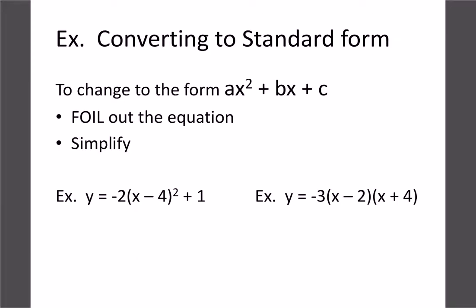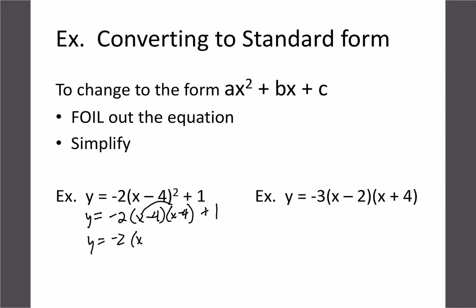Okay, our last topic we're going to look at today is how to convert to standard form. If you get an equation that's in vertex form, or if you get an equation that's in factored form, we want to be able to switch it to standard form. It's pretty simple. We just need to FOIL things out and simplify as much as we can. Remember, if it's in vertex form, when it's squared, that means we have x minus 4 times x minus 4. So what you want to do is FOIL that part out first.